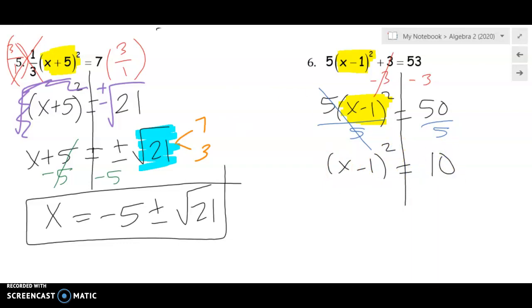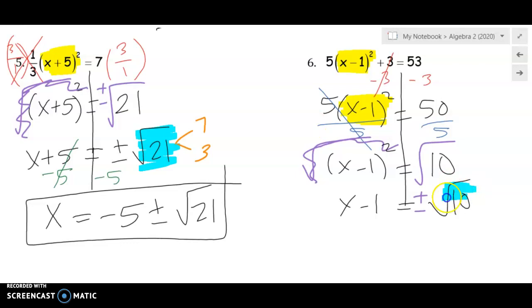Okay, so that's now equal to 10, and now I can go ahead and square root both sides. So I have x minus 1, no parentheses there anymore, and it now equals the square root of 10. And if you want to do this at the same time, you can also put your plus or minus symbol. Okay, then you want to make sure you're checking, just like the other one, to see if you can break down the square root of 10.